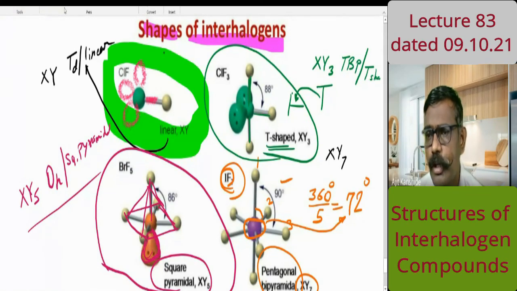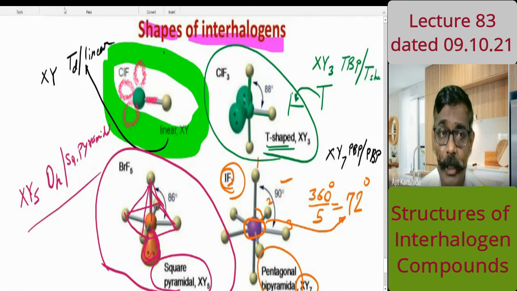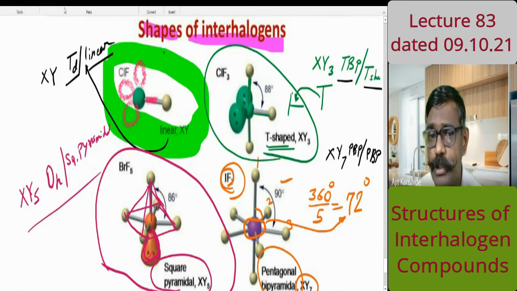The last structure, XY7. What is the structure? Pentagonal bipyramidal. What is the shape? Same, because there is no lone pair. Pentagonal bipyramidal only. Here see, structure is tetrahedral, shape is linear. Structure is TBP, shape is T shape. Structure is octahedral, shape is square pyramid.